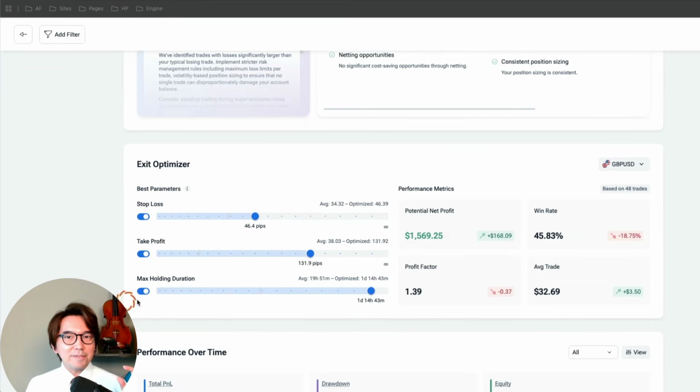Please look right above the take profit slider on the screen. You can see two numbers displayed, average and optimized. Let me show you a shocking fact here. My actual average take profit, which is AVG, was about 38 pips. So I was getting relieved when I saw floating profits and closing at 30 pips. However, the optimized ideal value that the AI calculated by reviewing all my 48 trades is actually about 131 pips.